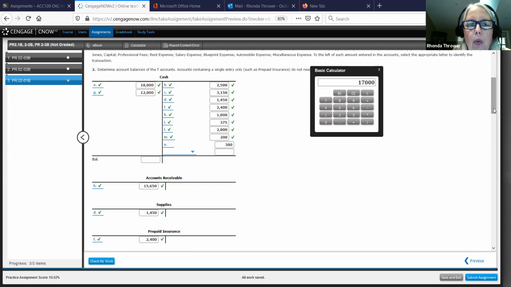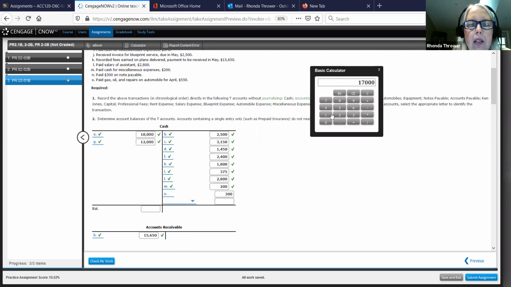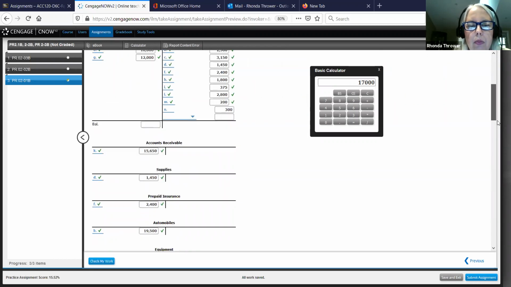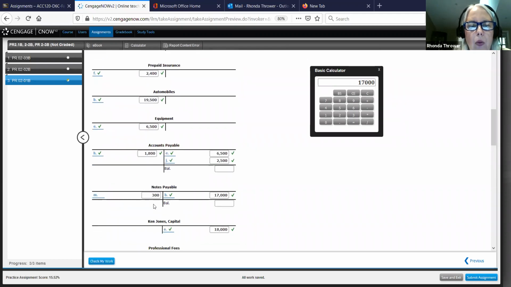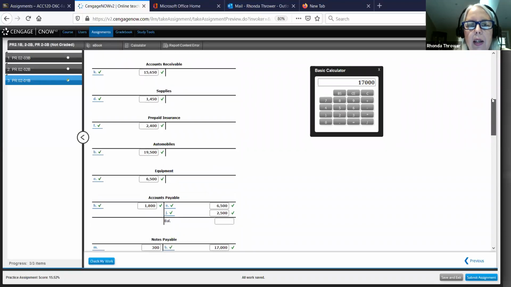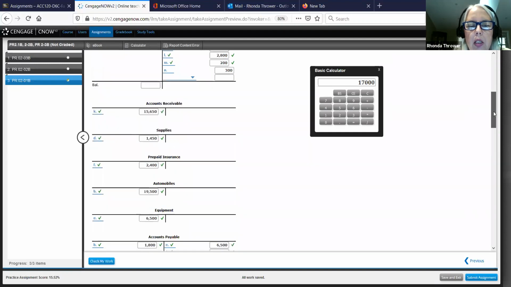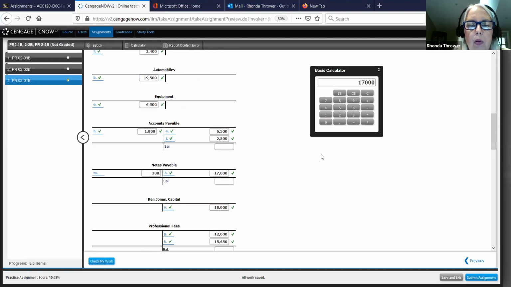So we're going to start with transaction N. It says we paid $300 on a note payable. Our cash would be decreased by $300, and our notes payable would also be decreased by $300. To decrease cash, which is an asset, you would credit. To decrease notes payable, which is a liability, you would debit.